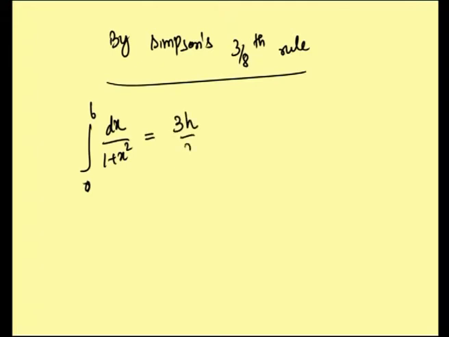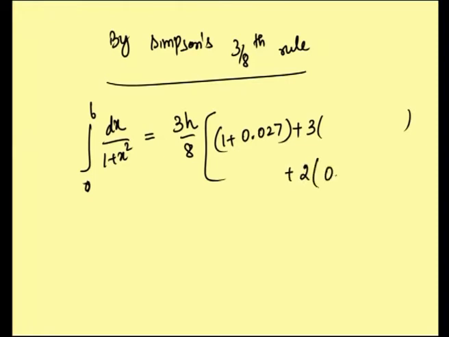equals 3h by 8 into the sum of first and last ordinate, 1 plus 0.027, plus 3 times the remaining except multiples of 3, plus 2 times multiple of 3. Multiple of 3 here is y3 and y6. y6 is accounted as last coordinate, therefore we will have only y3. So, the remaining is 0.5 plus 0.2 plus 0.0588 plus 0.0385. Okay. And h is 1.